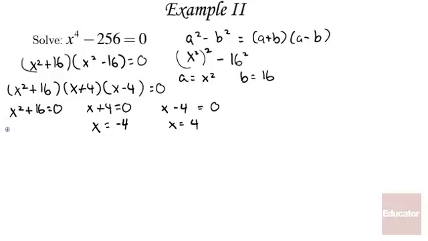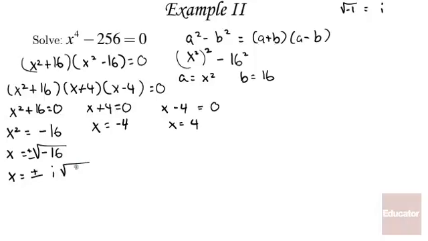Now looking over here, a little bit more complex. Subtract 16 from both sides, which gives me x squared equals negative 16. Now I take the square root of both sides, so x is plus or minus the square root of negative 16. This is a negative number, and since I know that the square root of negative 1 equals i, I can rewrite this as x equals plus or minus i times the square root of 16. The square root of 16 is 4, so this gives me the complex conjugate pair plus or minus 4i. So I have 4 solutions: x equals 4i, x equals negative 4i, x equals 4, and x equals negative 4.